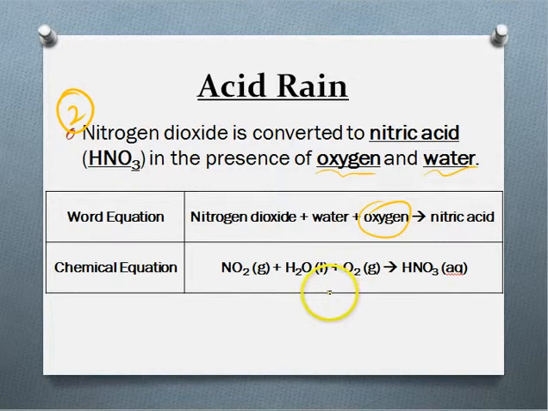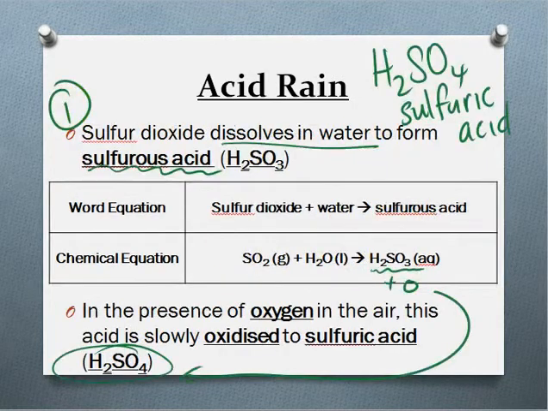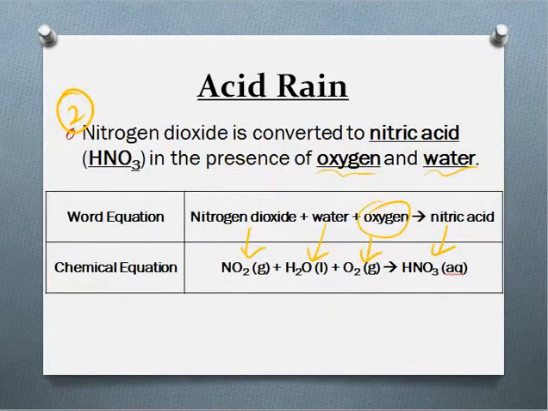What I need you to know is that these three compounds must be present in order for you to form nitric acid. So it's nitrogen dioxide plus water plus oxygen gives you nitric acid. This is the equation you must know, so please remember it. You have your sulfur dioxide equation, you have your nitrogen dioxide equation.